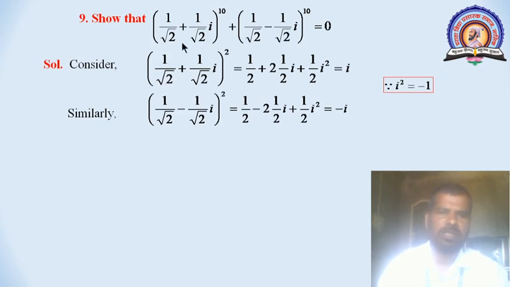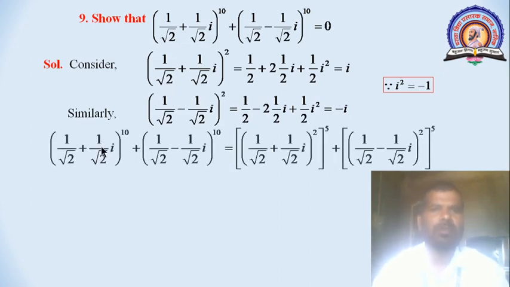Now considering (1/√2 + 1/√2 i) raised to 10 plus (1/√2 − 1/√2 i) raised to 10. This power 10 can be split as a square raised to 5. So by using laws of indices, 2 into 5 is 10. It is a temporary adjustment to put the values of (1/√2 + 1/√2 i) squared.